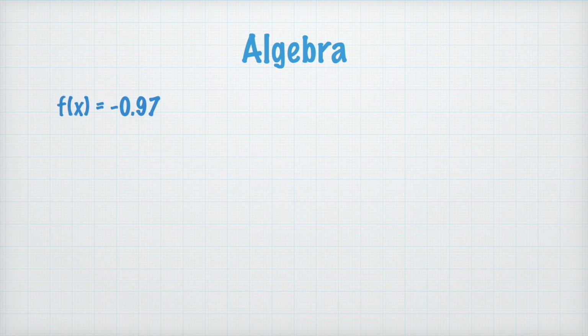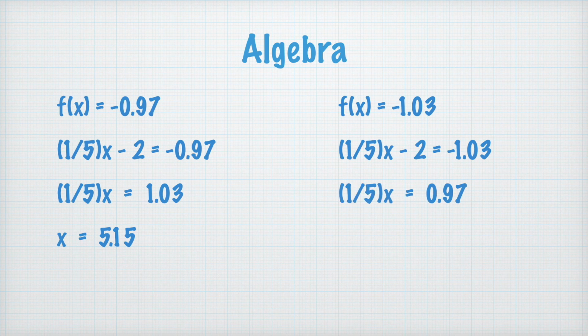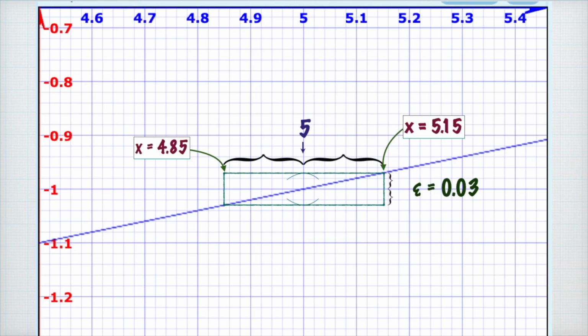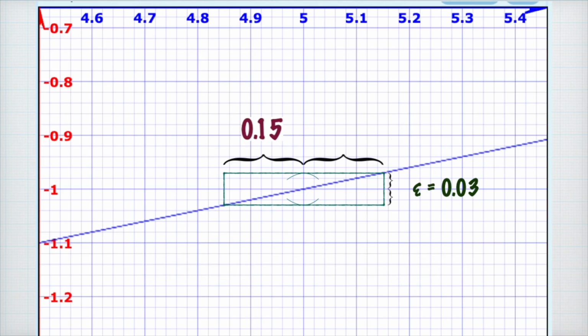So when the function is -0.97, we solve and we get that the x value is 5.15. And then setting the function equal to -1.03, we solve and get that the x value that gives a function value of -1.03 is 4.85. So how far are these x values away from the c value, which is 5? Well, just do subtraction, you see that it's 0.15. So that is our delta value, 0.15.